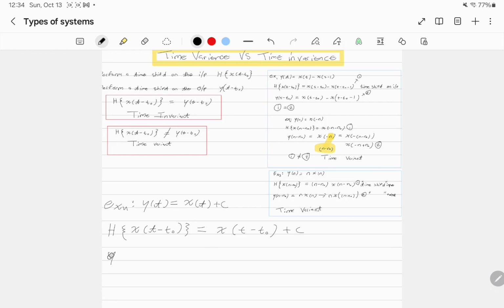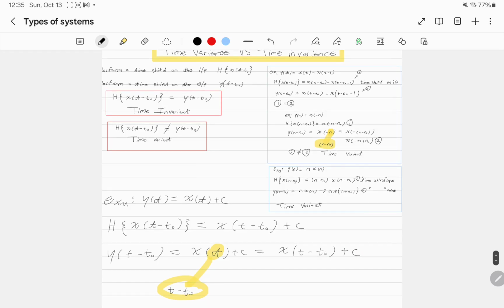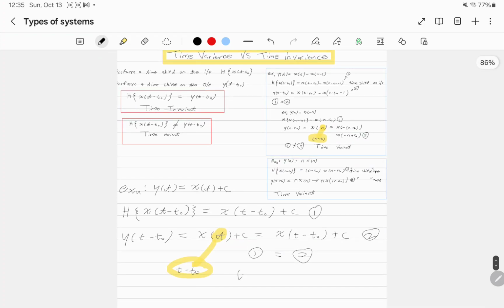Now let's do a shift on the output, y of t minus t naught, and now I'm substituting for x of t. So we have x of t plus c, and just taking this t and substituting it for t minus t naught, which will give me x of t minus t naught plus c, and we can clearly see that equation 1 and 2 are equal to each other, so this system is time invariant.